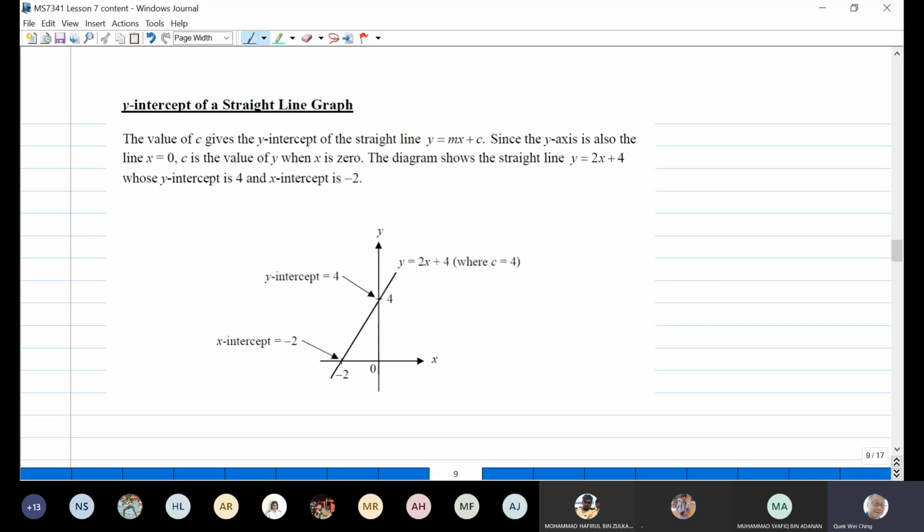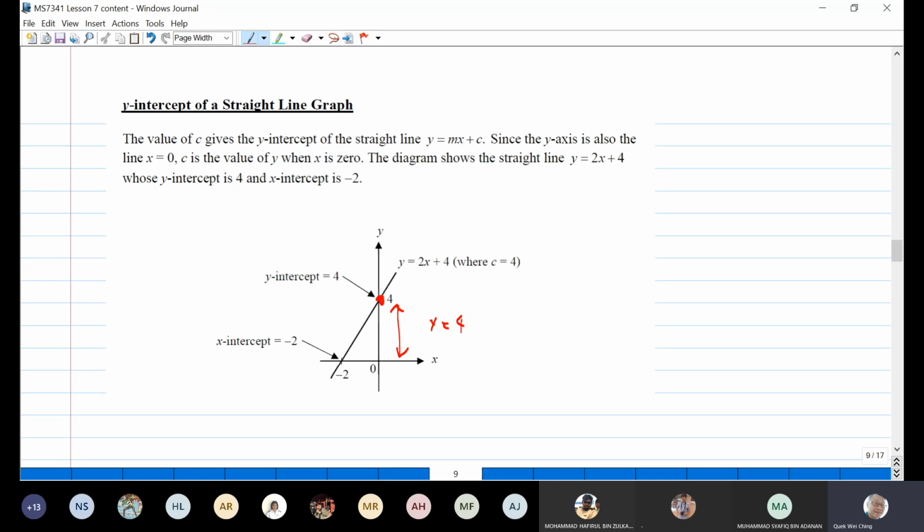Okay, y-intercept of a straight line graph. Y-intercept is where the graph cuts the y-axis. This is called y-intercept, okay? So the y-intercept is where the straight line cuts the y-axis. For example, for this straight line, the y-intercept is 4 because it cuts the y-axis at 4 here. And this one is the y-intercept.